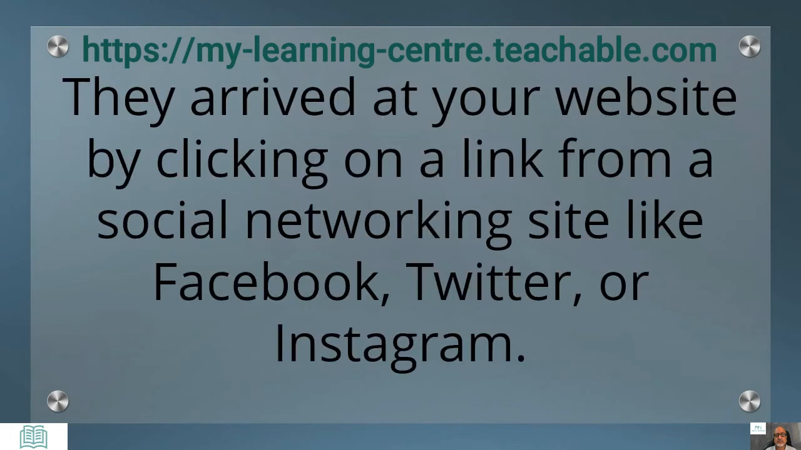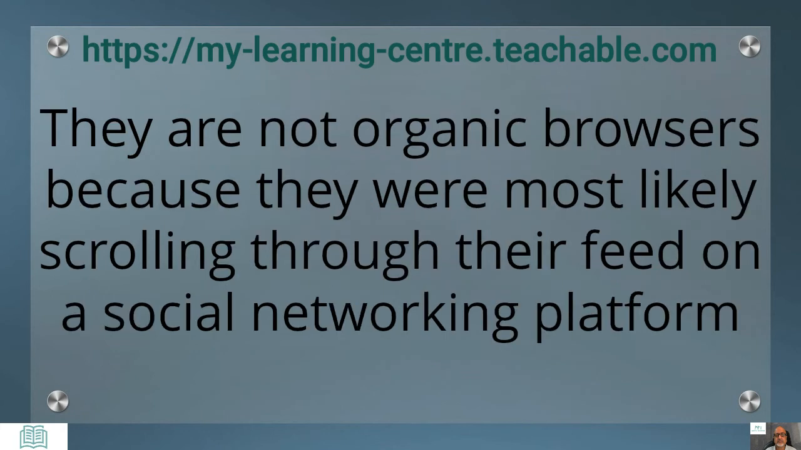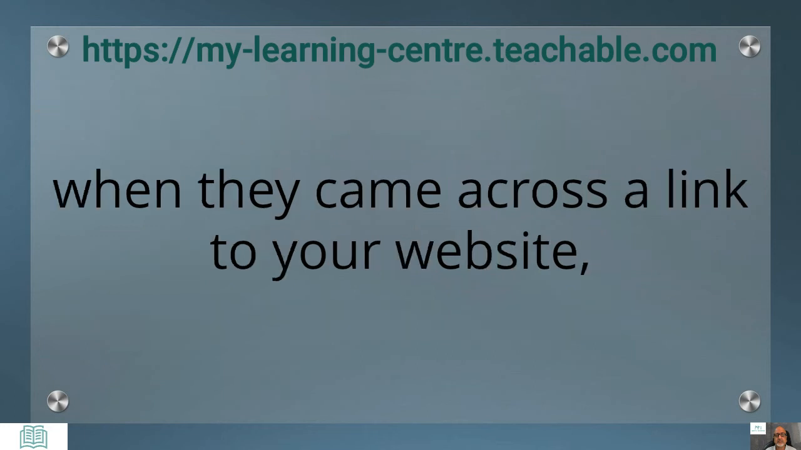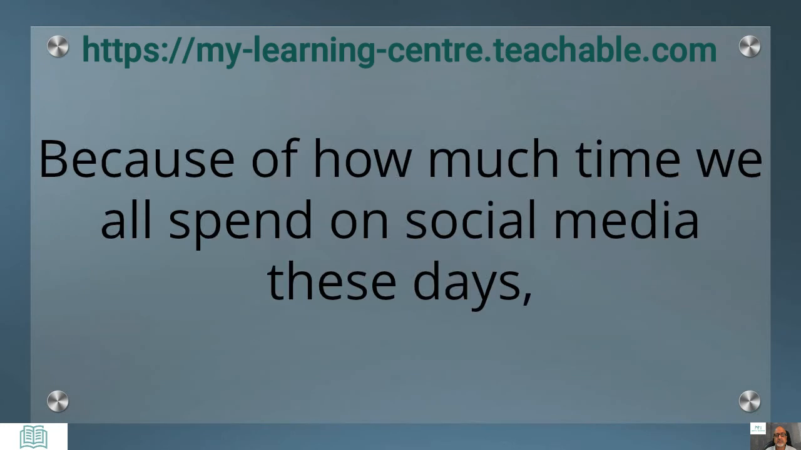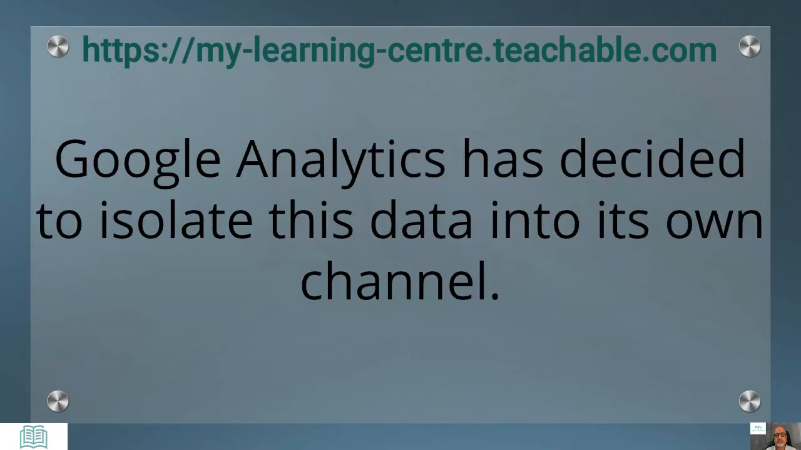Social. They arrived at your website by clicking on a link from a social networking site like Facebook, Twitter, or Instagram. They are not organic browsers because they were most likely scrolling through their feed on a social networking platform when they came across a link to your website, either from a post you produced or from a post created by another user that links to your website. Because of how much time we all spend on social media these days, Google Analytics has decided to isolate this data into its own channel.